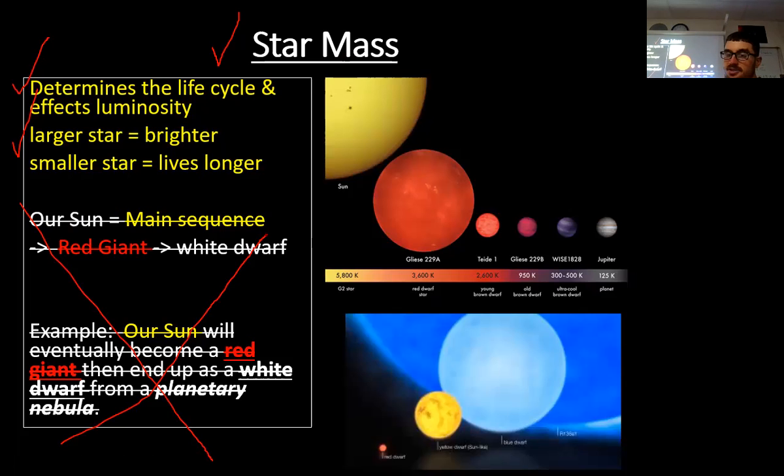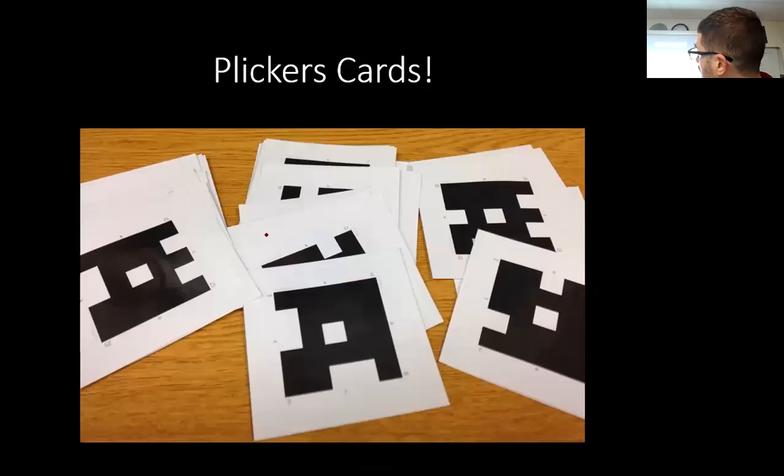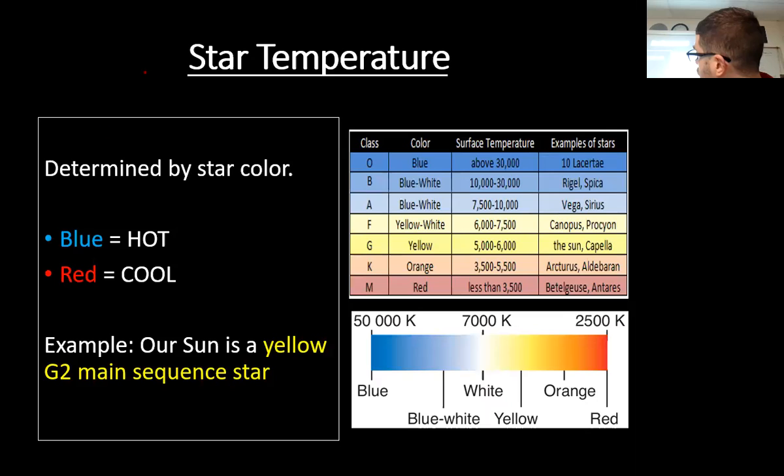Okay. So that is star mass. Let's next take a look at star temperature. All this is on page 19. Star temperature is determined by star color. That's how we indicate how hot the star can be. Now, if it's very hot, the hottest color can be is blue. The coldest color it can be is red. So color does a lot to tell us how hot stars actually are.